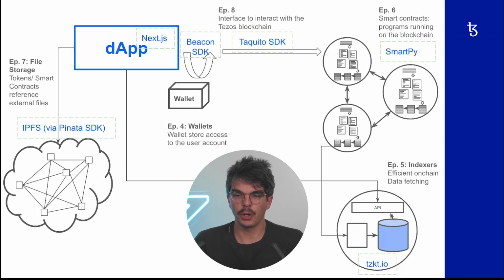Okay, so hopefully you recognize this slide from episode 2 where we talked about the architecture of a dApp. I just wanted to bring this up so that we can remember whereabouts in the whole architecture of a dApp we're currently focusing. So you'll see here episode 4 wallets. We spoke about wallets, and just for your reference, we are focusing on this part of the dApp architecture today.